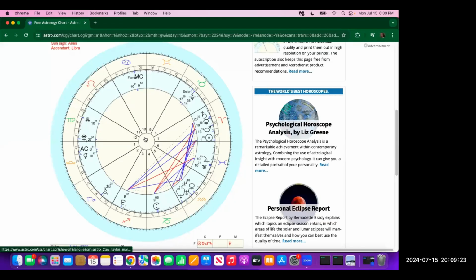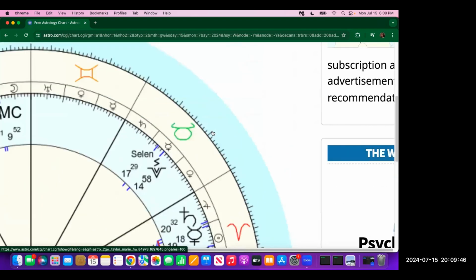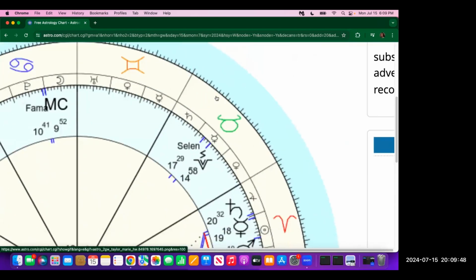All right. So looking at your first house, you'll want to look to the sign that is on the cusp of your first house. So if it looks like this, that's Aries. So if this symbol is on your first house, that means your first house ruler is Aries. And then moving on, I'm going in zodiacal order, meaning this is the order of the zodiac.